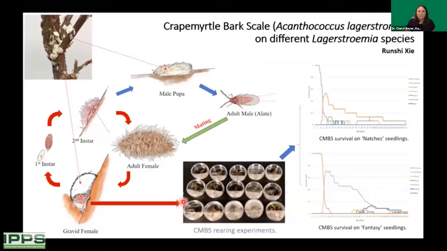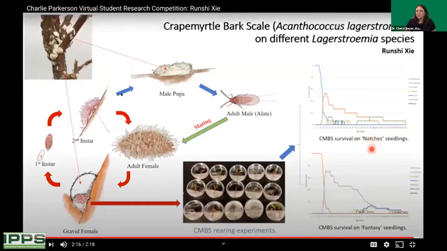These feeding chambers allow me to document the entire life cycle of the crepe myrtle bark scale. And the life history data will then be analyzed to generate results in terms of the biological parameters, such as the stage-specific survival rate of these insects on different host plants. As you can see in the graph here, the survival curve of these scale insects is actually quite different on different Lagerstroemia species or cultivars. Therefore, based on this biological and ecological data I collected in this study, better strategies can be developed to control these scale insects in the future. Thank you.